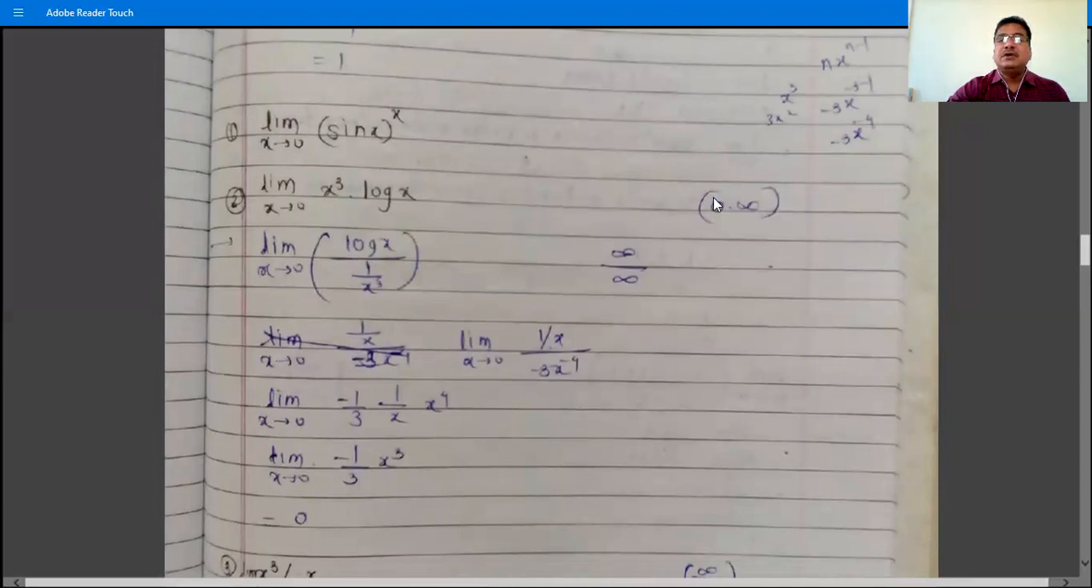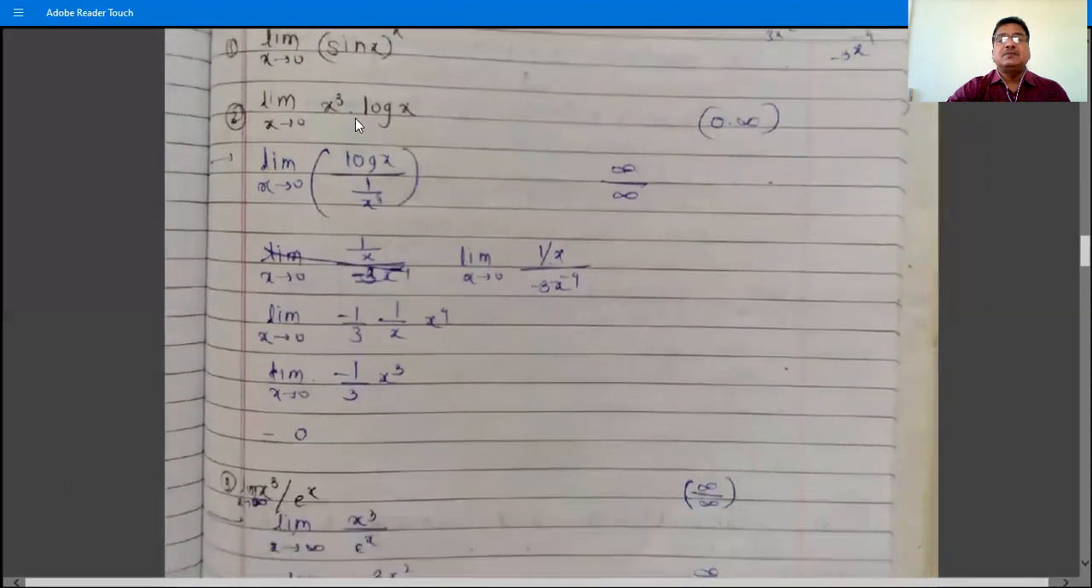Next problem, limit x tends to 0, x cube into log x. So it is in 0 into infinity form. So convert this problem to 0 by 0 form. So shift this x cube to denominator. So it becomes 1 by x cube. So we have log x divided by 1 by x cube. Now it is in infinity by infinity form. Log 0 is infinity. So I apply L-Hospital rule.